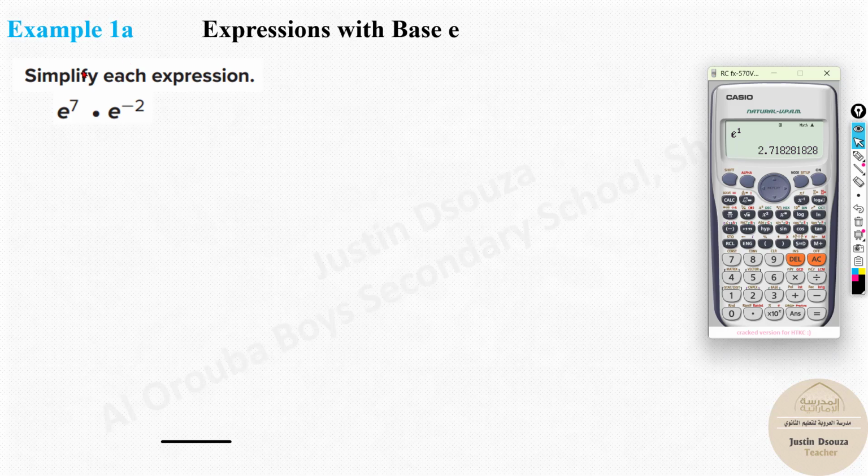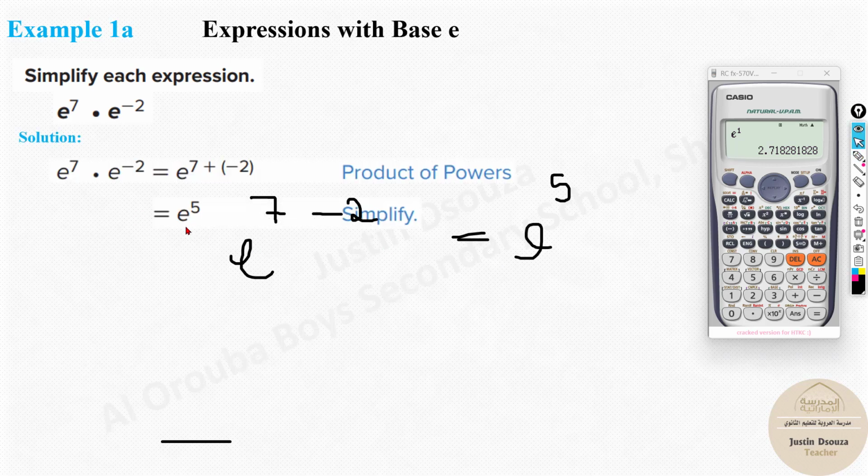Basics in the sense: simplify each expression. Now we can see e to the power 7 multiplied by e to the power minus 2. We will quickly solve them. e is just a constant, so we directly solve this with the basic laws of exponents. This is 7, and this is minus 2. Whenever you have e multiplied by e, you should just add up the powers. 7 minus 2 would give you e to the power 5. That's the answer.